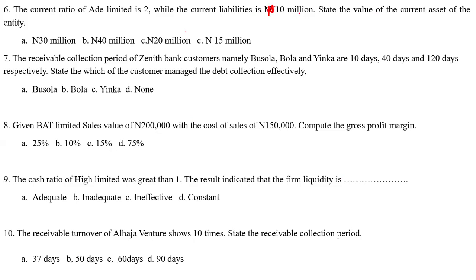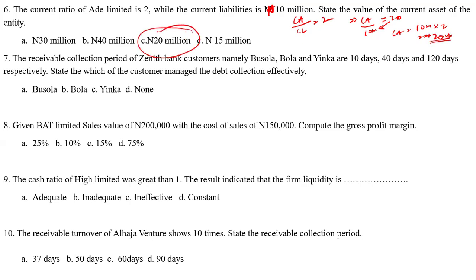Simple mathematics. So we are saying current asset all over current liability is equal to 2. And we're told already that we don't know our current asset, but current liability is 10 million. So we can cross multiply, meaning that our current asset is going to be 10 million times 2. And the answer is what? 20 million. So we have 20 million.